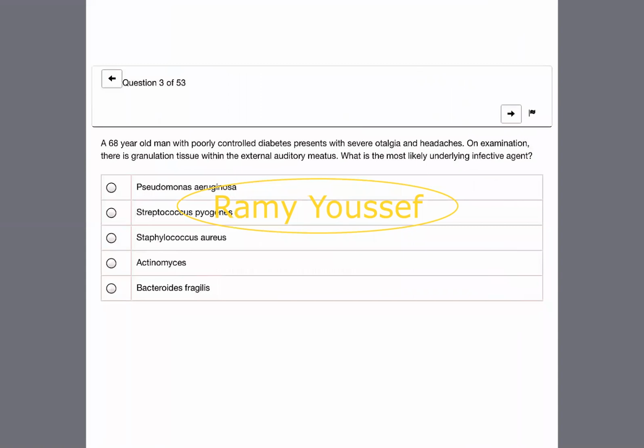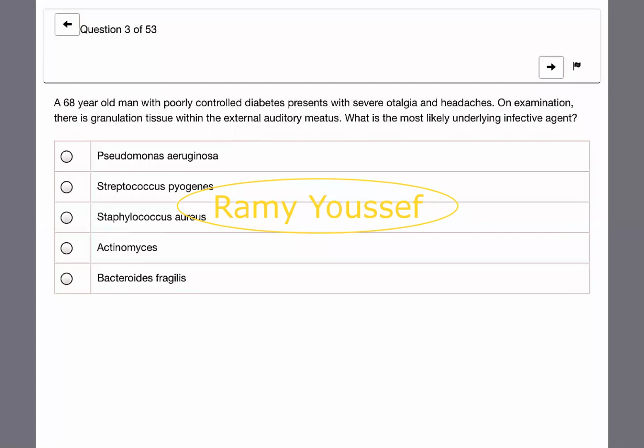Okay, next question, Dr. Ibtihal. A 68-year-old man with poorly controlled diabetes presents with severe otalgia and headaches. On examination, there is granulation tissue within the external auditory meatus. What's the most likely underlying infective agent? Pseudomonas, Streptococcus viridans, Staphylococcus aureus, Actinomyces, Bacteroides fragilis. Streptococcus viridans.